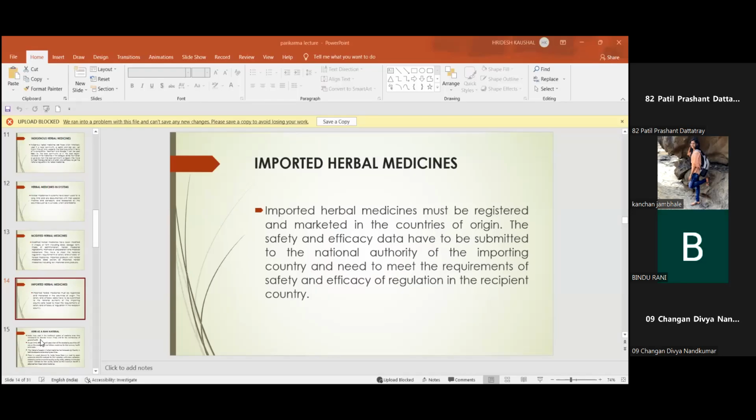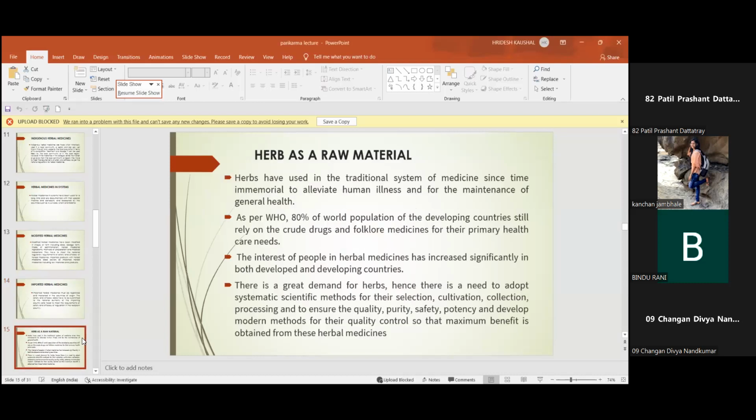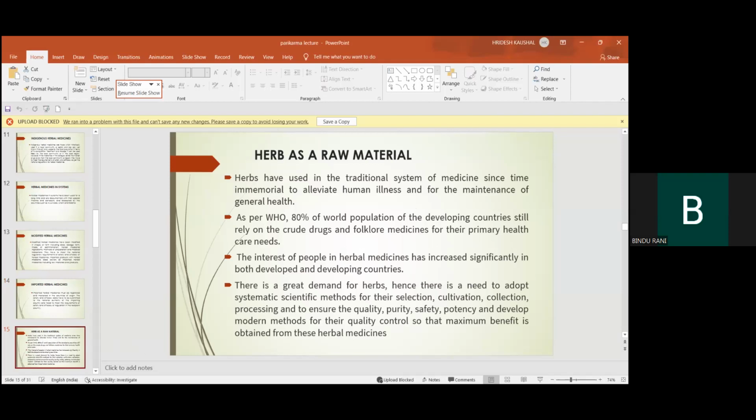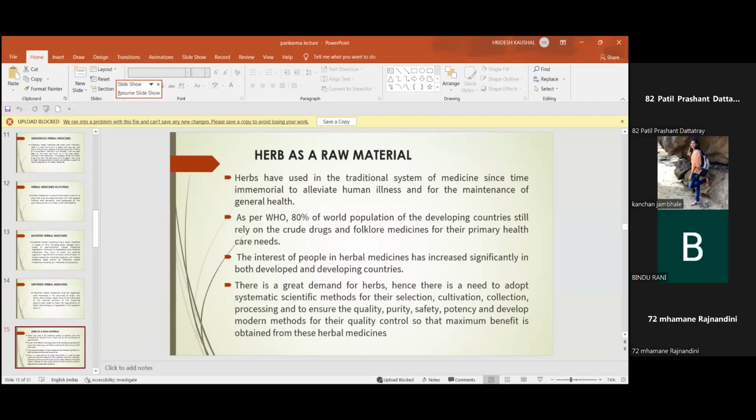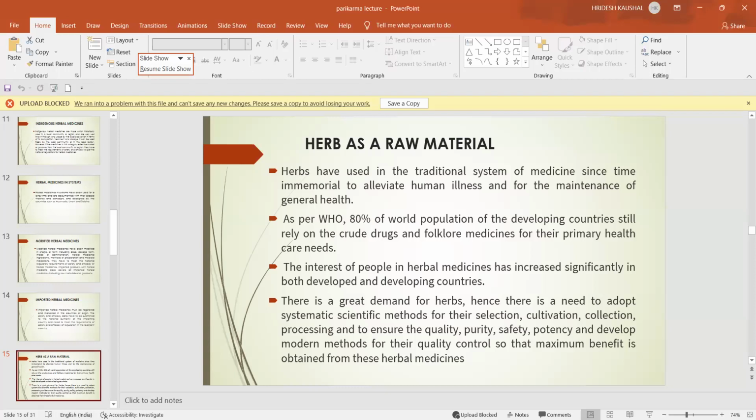Herbal products. Now, up till now we discussed the categories of herbal products or medicinal products. For the preparation of all these herbal medicines or herbal preparations, we require the herbs. So, as a raw material, how important are herbs, and how can they help to prepare or convert into the herbal preparation?